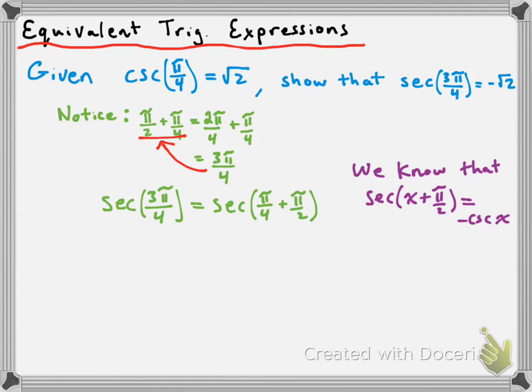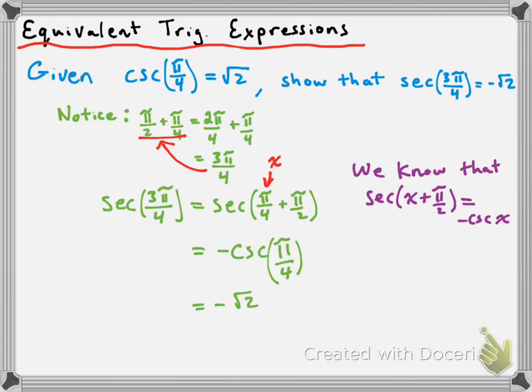So what does that mean? That means our x in this case is pi over 4, and this should simplify to the negative cosecant of pi over 4. From our question, we know that the cosecant of pi over 4 is the square root of 2, which means we end up getting the negative square root of 2.